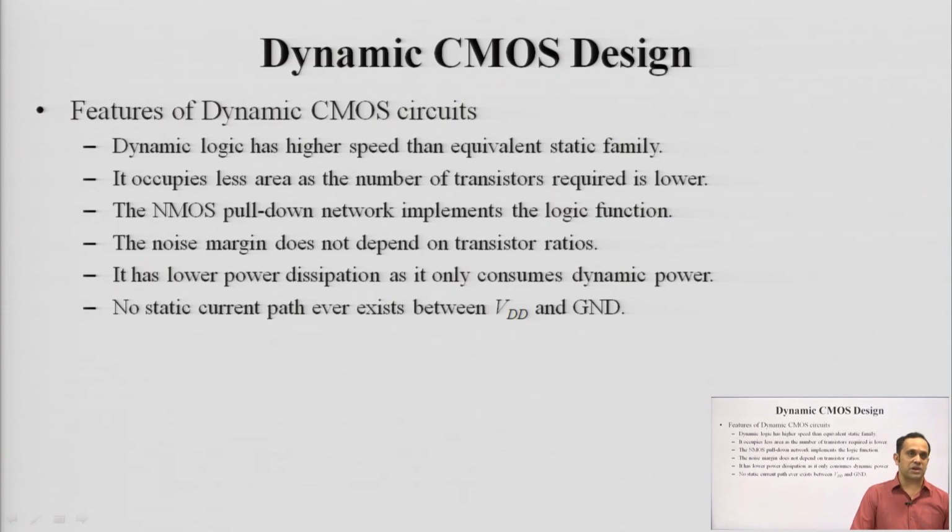The noise margin, unlike static CMOS design, does not depend upon the width or transistor ratios. It has lower power dissipation, as I said: when a transition from 1 to 0 is required, only then is switching power consumed. When the output is required to be 1, pre-charge already gives you 1, so no power is consumed. So, no static current path ever exists between VDD and ground.